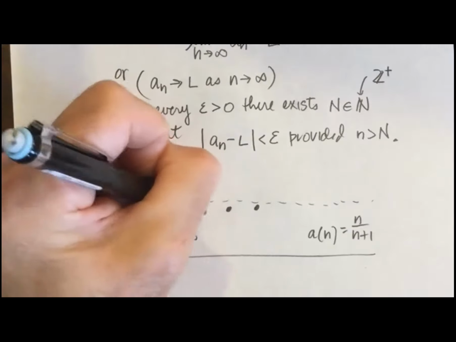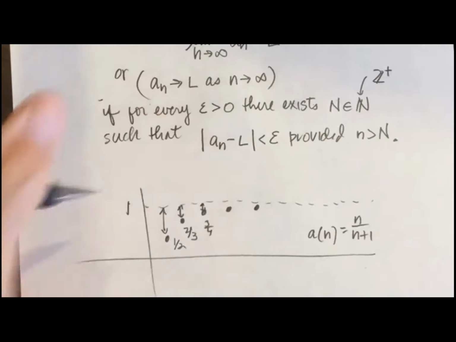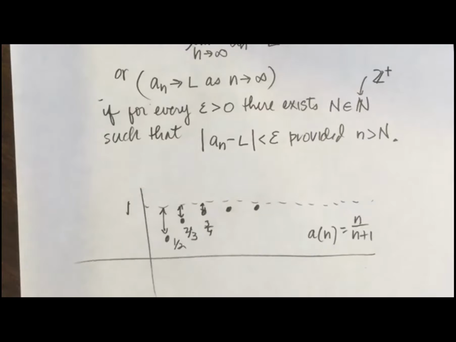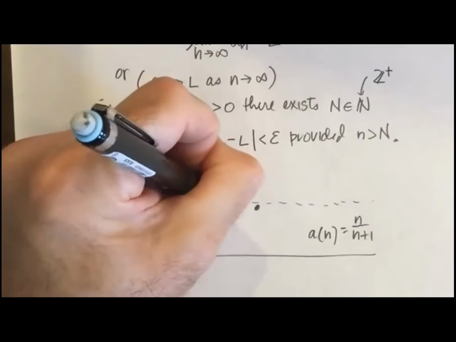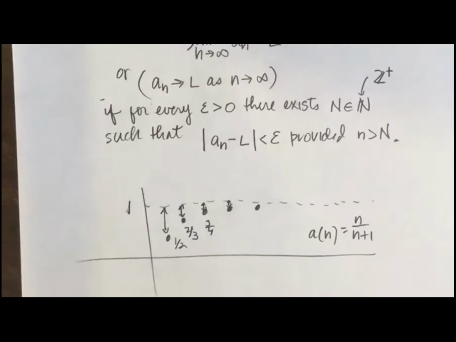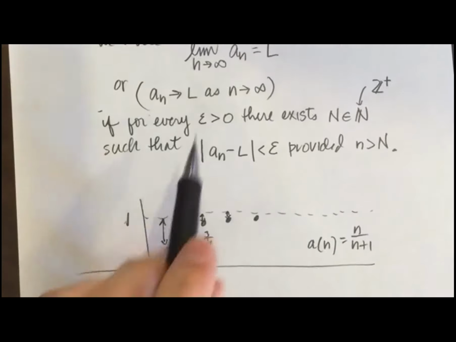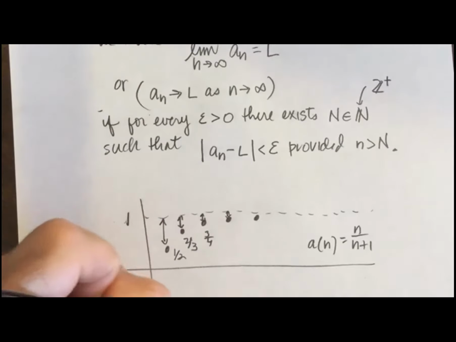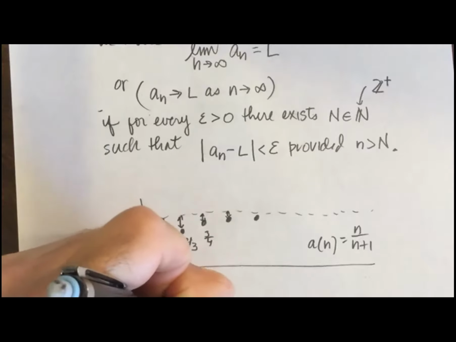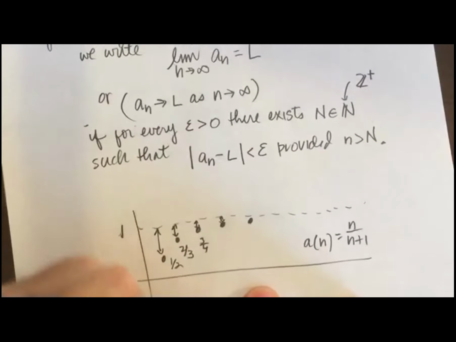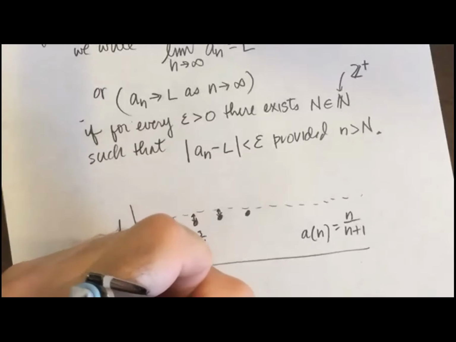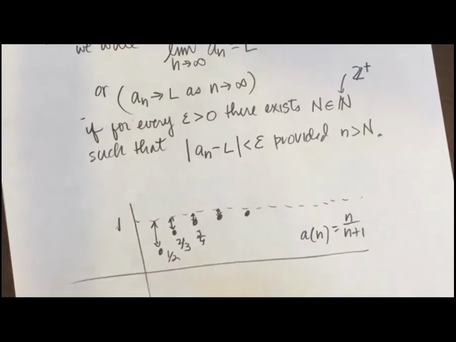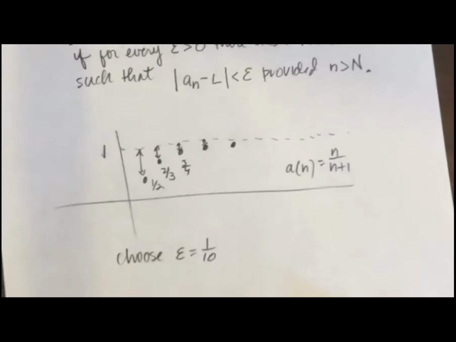And now how far away am I here? A fourth, 1/4. And now how far away am I right here? A fifth, 1/5. This says that for every little distance, you pick some nice distance. Okay, I pick epsilon, nice epsilon. Epsilon is 1/10. Okay, I pick epsilon as a 10th.